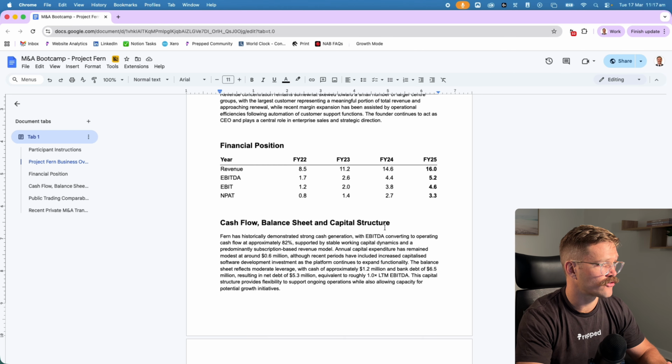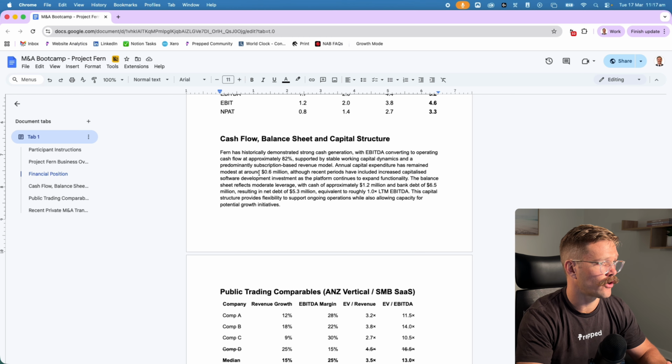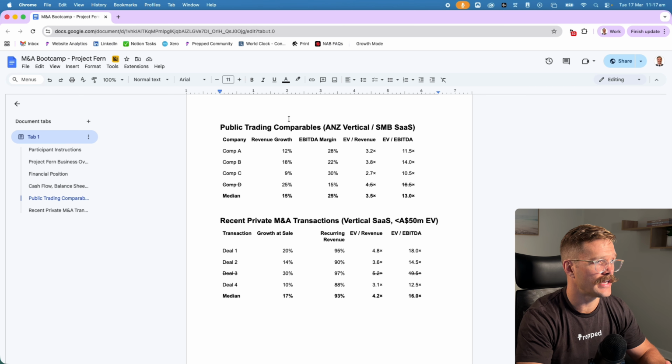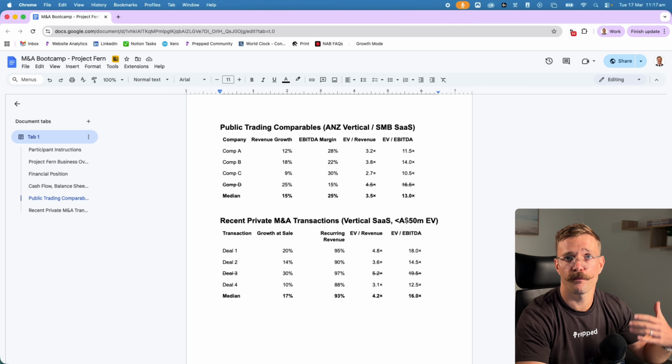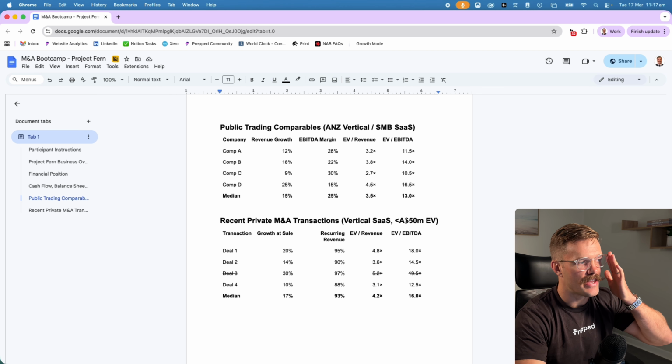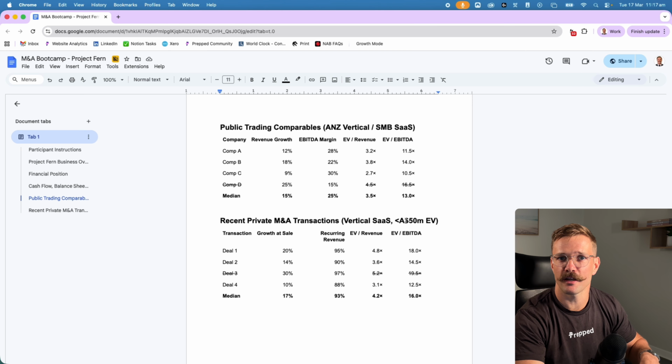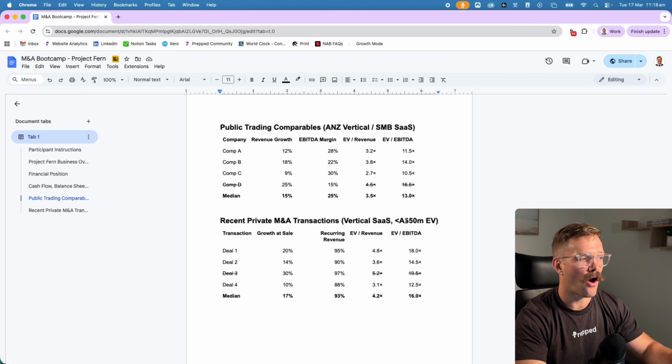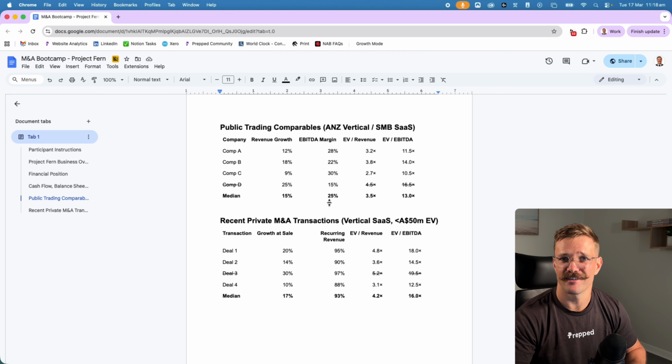We understand a bit of the cash flow and balance sheet there, won't go into detail on that. And then we've got the comparables here. We've got both public trading companies and private M&A transactions. The private transactions typically are a higher multiple because there's a control element to it, because you can control what the business is doing. Whereas looking at the public companies, you are buying a share in the company, you don't control how it operates, and so it's a bit of a discount to what you would expect in private markets.